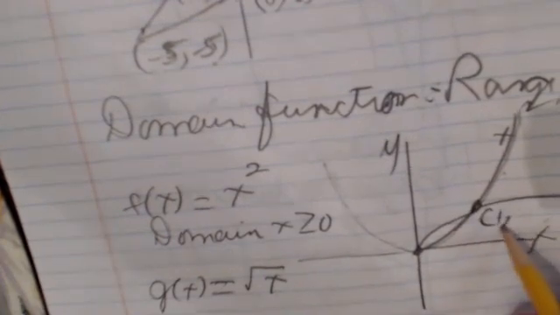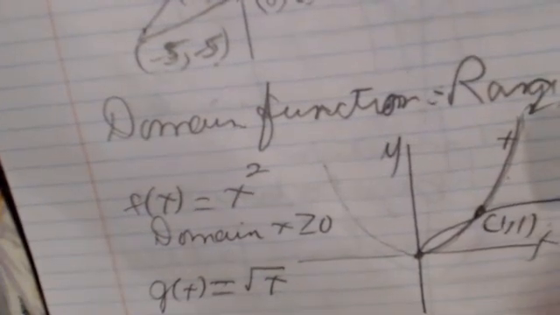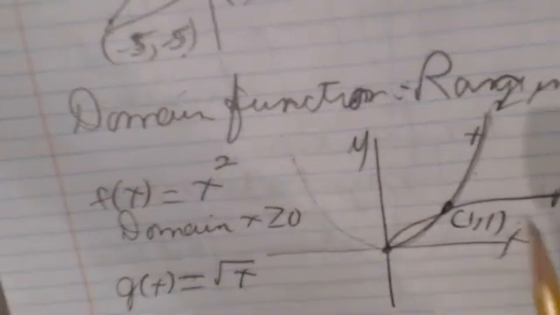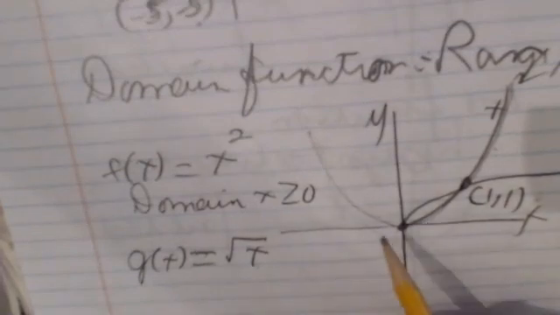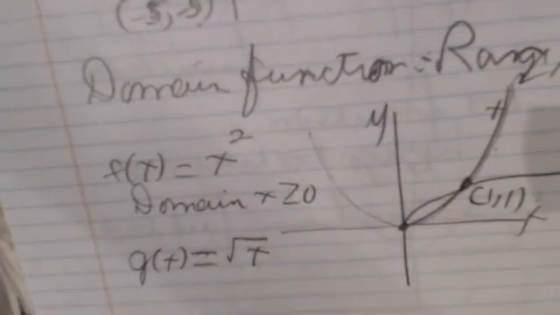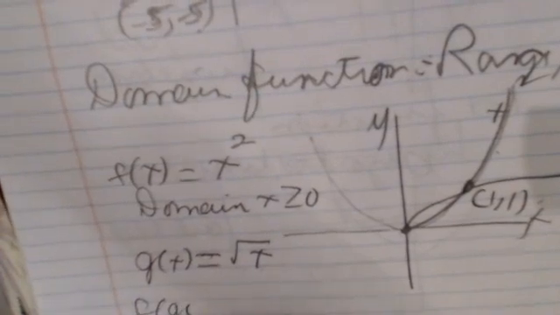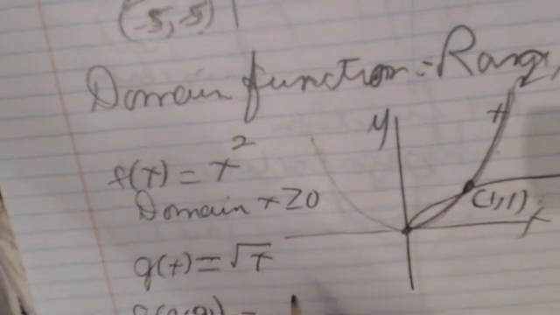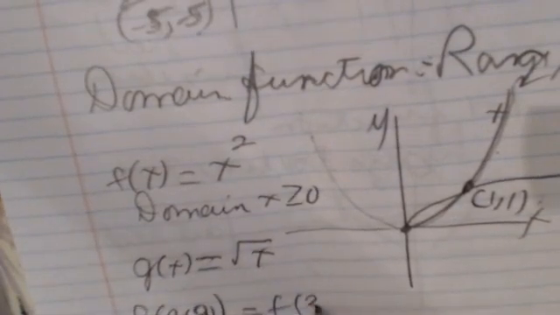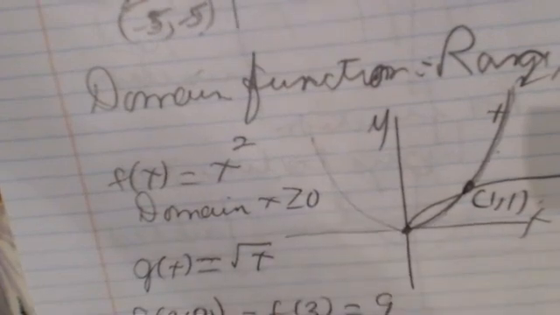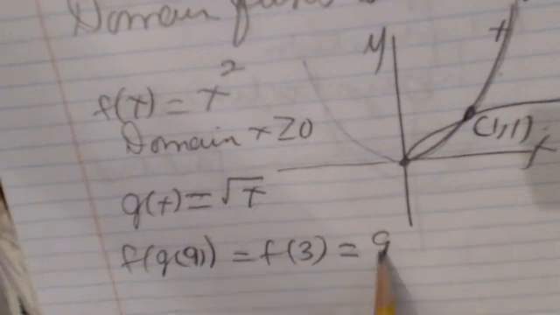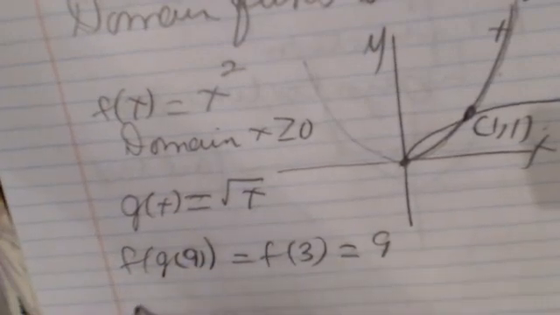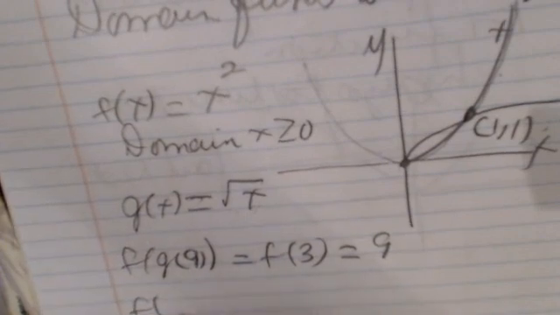Now, this point right here is going to be (0, 1), (1, 1). So this is the square root function. And then this is the x squared function. Now, let's do some numbers first. Let's do f of g of 9. Well, f of g of 9 will be the square root of 9, which is 3, and 3 squared comes out to be 9. And that's what we saw earlier in 6.1. When you put in 9, you get out 9. And I don't care which way you go, that's what it's going to do.